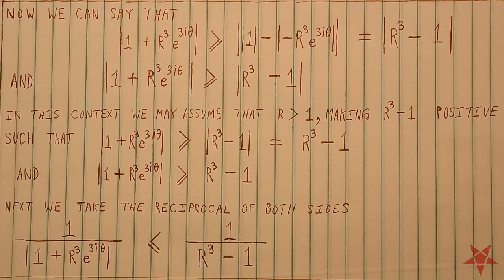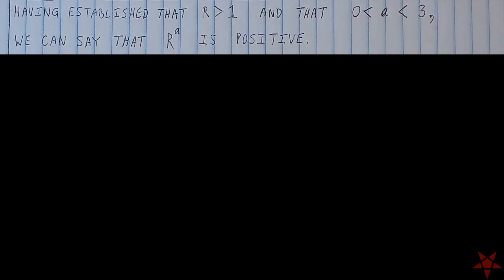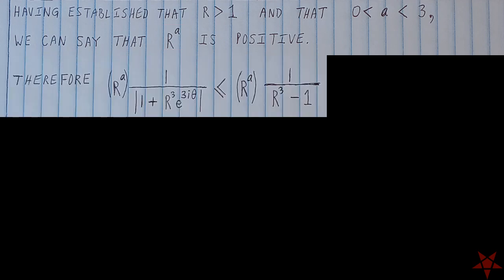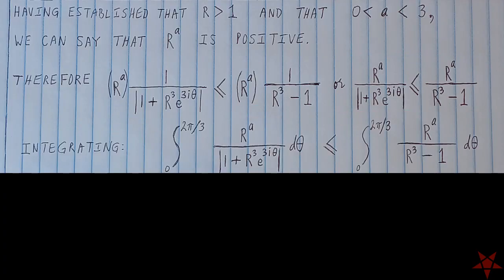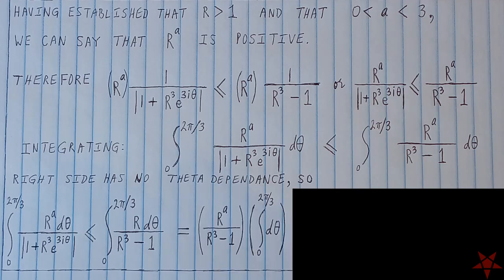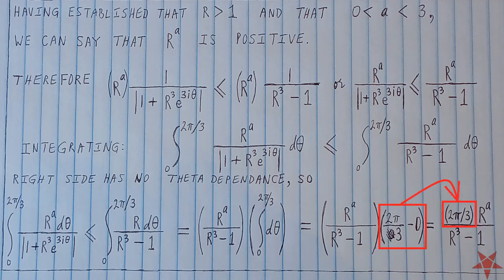If we take the reciprocal of both sides, then the direction of the inequality reverses. Both a and capital R have been established as positive and real. Thus, capital R to the power of a is positive, and we can multiply both sides of the current inequality without affecting the polarity. If we integrate both sides with respect to theta, bounds being 0 and 2 pi over 3, we see that the integrand on the right side of the inequality has no theta dependence. Solving the remaining integral is trivial, and the right side of the inequality is reduced to an expression of the variables capital R and a alone.